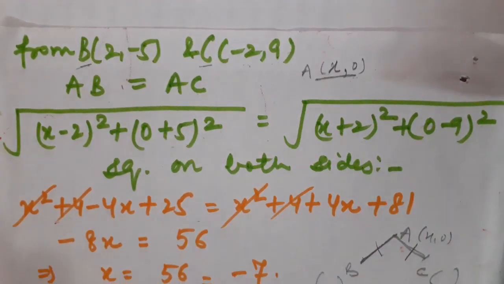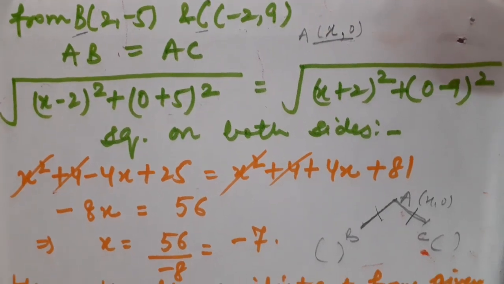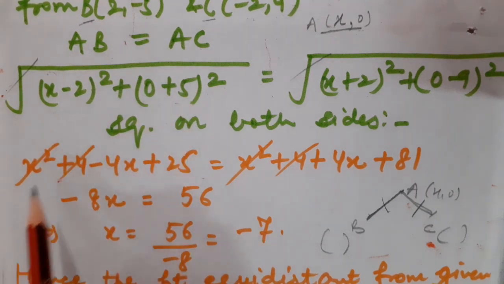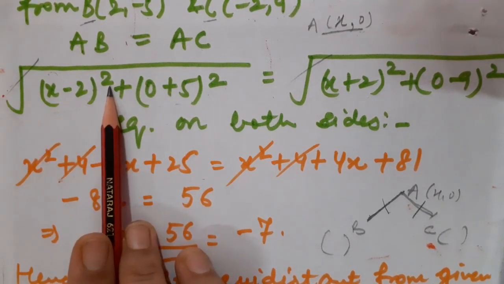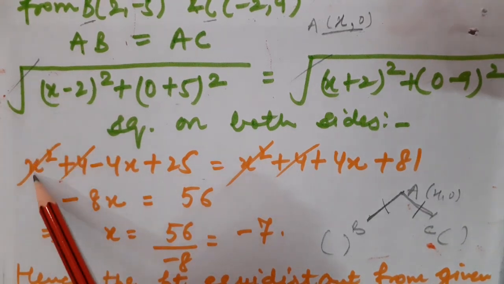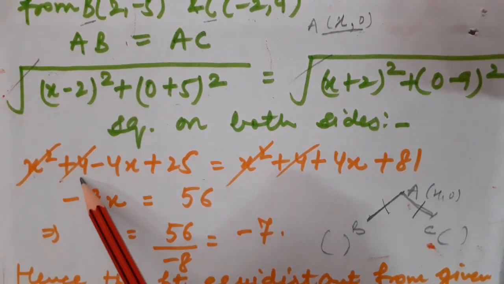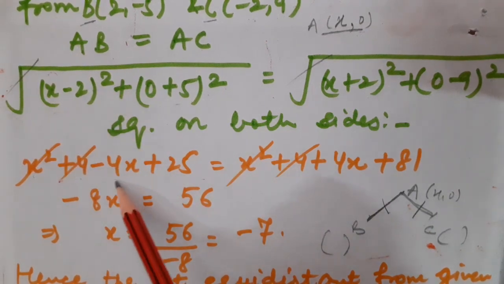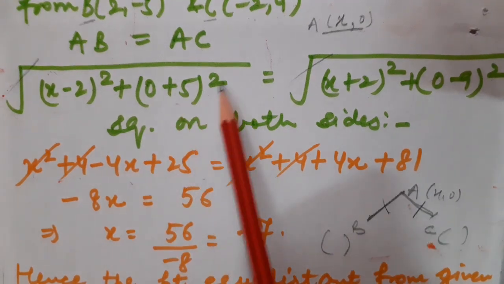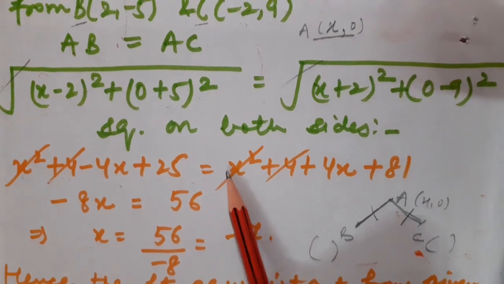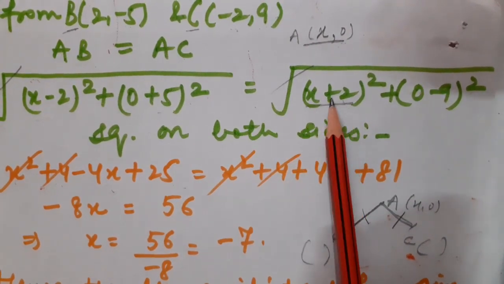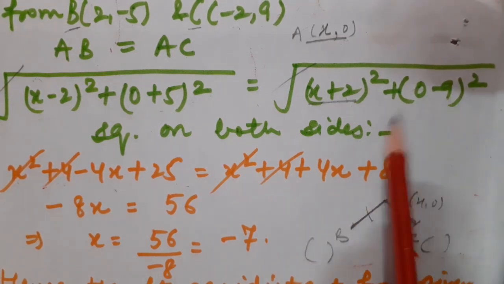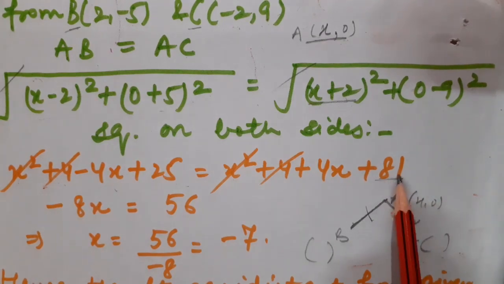Now children, when there are 2 whole under root, then you can go for squaring on both sides so that these both under roots will be removed. Okay. Now let us simplify the expression. This is (a minus b) whole square. So after simplifying it, I will be getting a square, that is x square, plus b square, that is 2 square, minus 2 into a into b, that is minus 2 into x into 2. So you will be getting minus 4x. Okay. Plus 5 square is equal to 25 is equal to, now here I am applying (a plus b) whole square, that is x square plus 4 plus 4x plus minus 9 square, minus 9 into minus 9, that will give you plus 81. Okay.